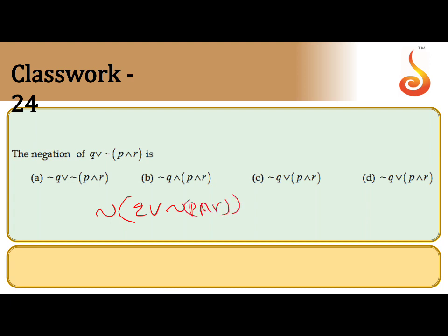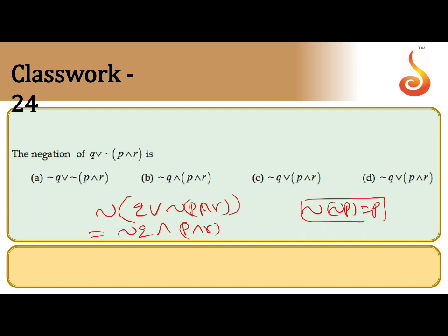So be careful to write here. Negation means apply normally. The negation of P is just the opposite, OR becomes AND. Negation of a negation cancels, you will get this one. So the negation of P is P only. That you have to remember.